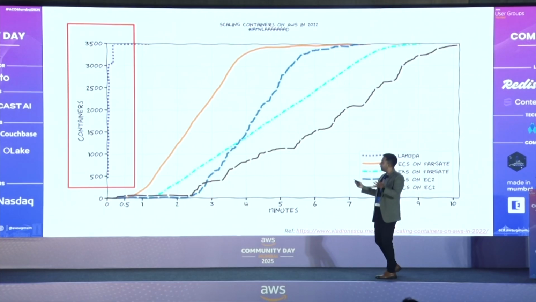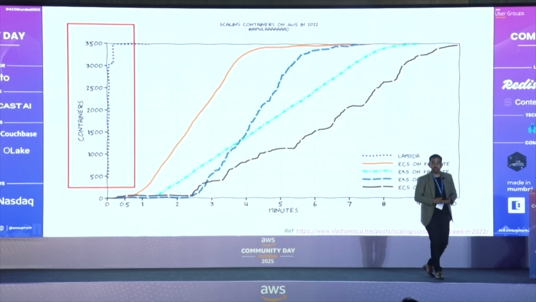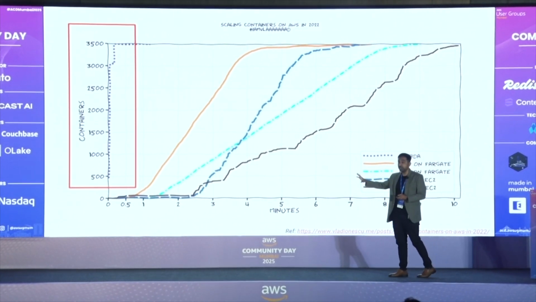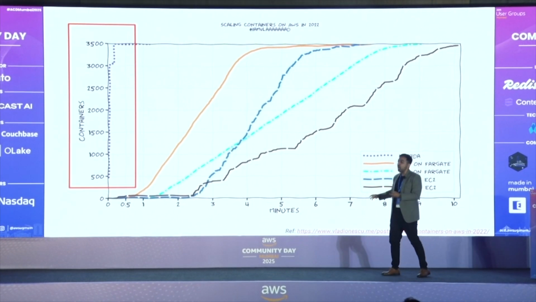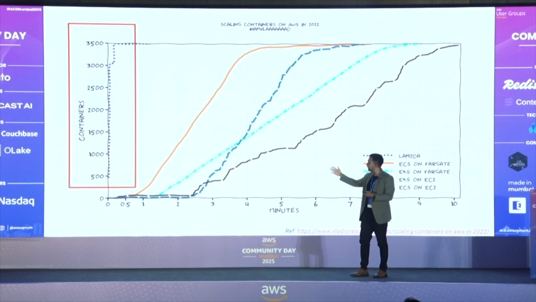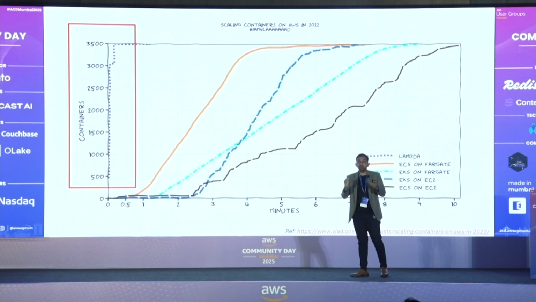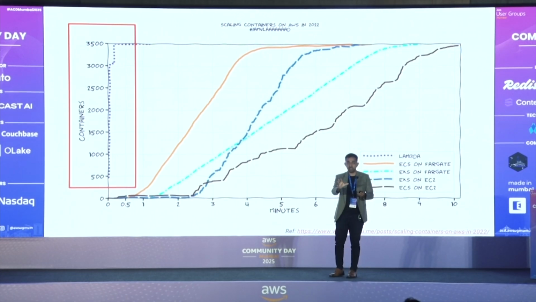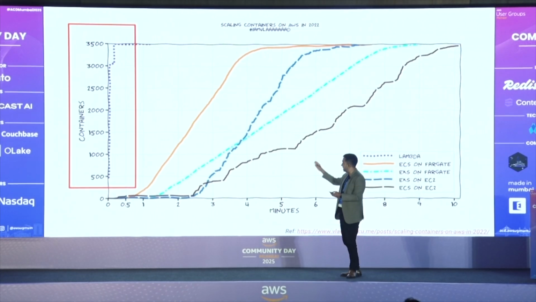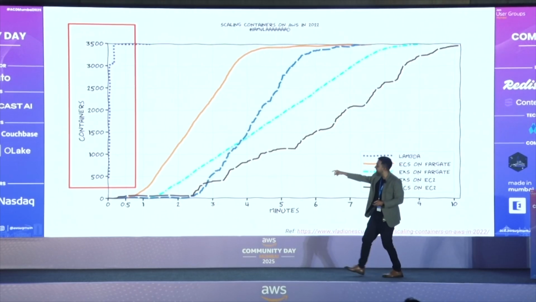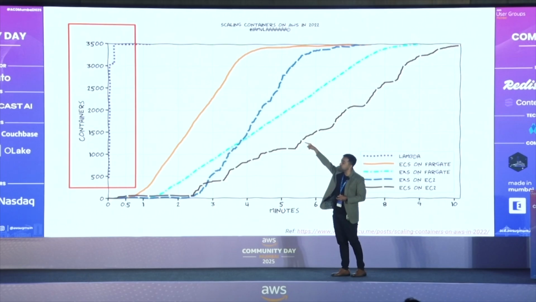All right, I have a couple of options. Now, gladly, I found this really good benchmark. It's a little bit outdated, but it's still true. It's about how scalable these different services are. Starting with Lambda, on the leftmost side, they tried to have 3,500 concurrent containers running in these different types of services. On your left, you have Lambda. You can see immediately it got up to 3,000. That's the burst concurrency, right?